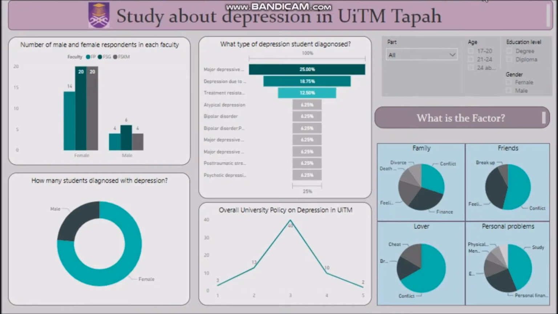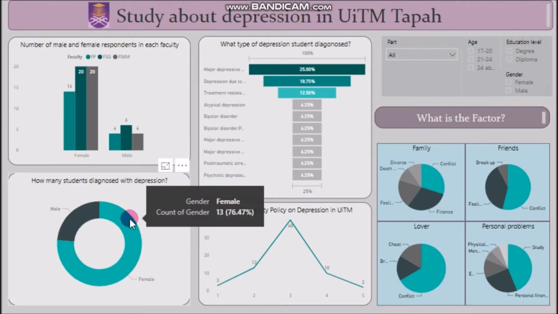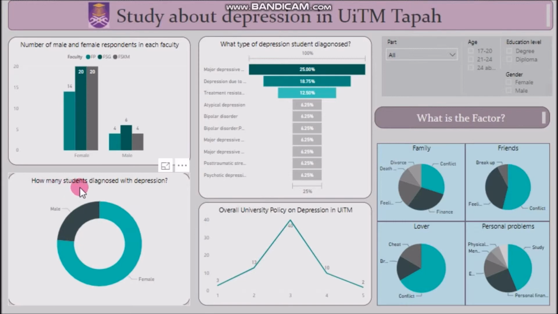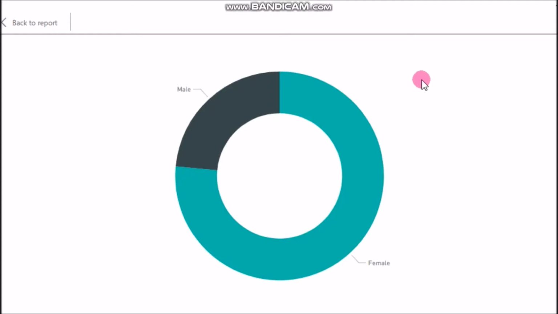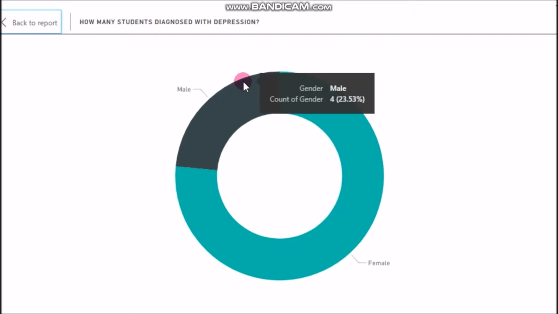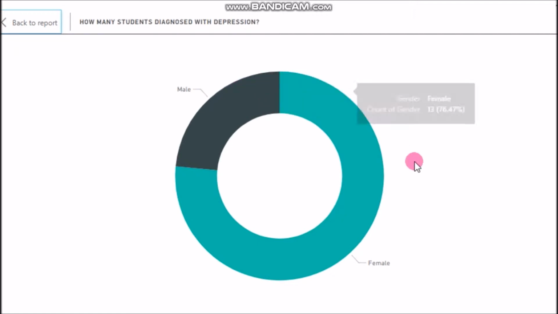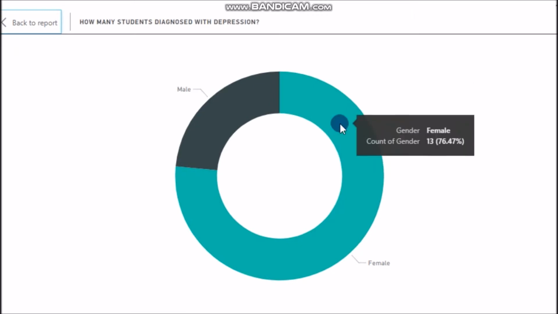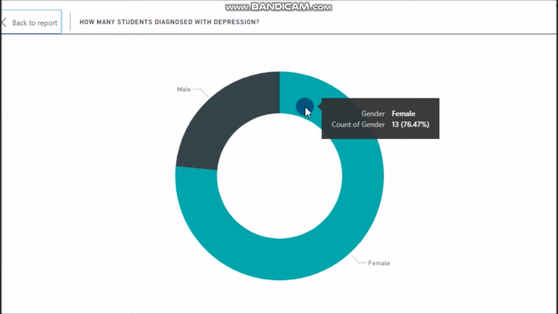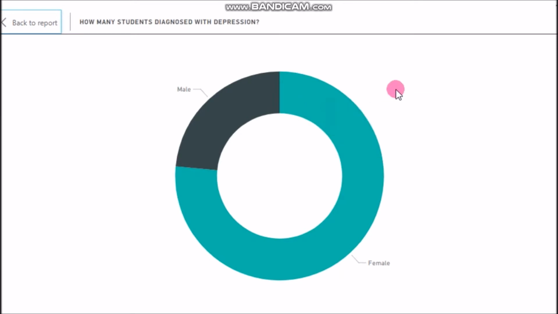So for the next graph, we use the donut graph, which displays how many students are diagnosed with depression. Here in the dashboard, we can use focus mode to see the graph clearly. Alright, since we are studying depression in UiTM Tapah, the most important thing is to know the percentage of students who are diagnosed with depression. Based on the overall result, there are 25% of students diagnosed with depression, based on gender, which is male and female.